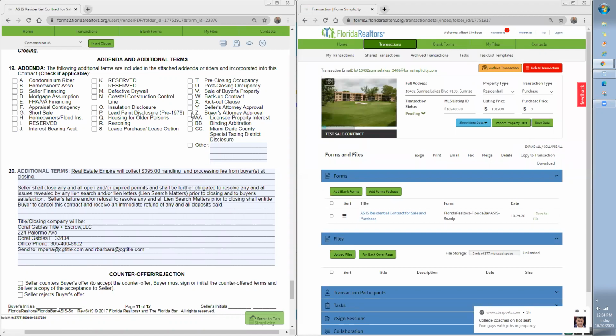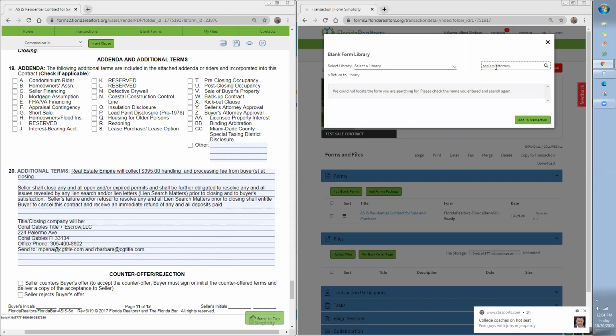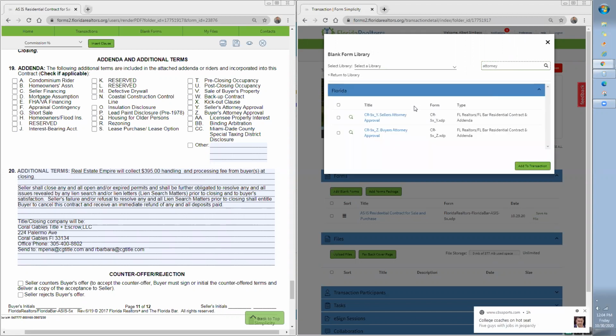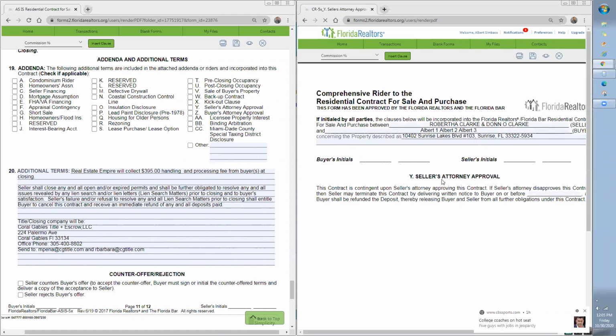The seller's attorney approval and the buyer's attorney approval. I'm just going to show you one. Okay. And really, it's the same exact document. The only difference is the words buyer and seller. That's it. This one says seller's attorney approval. The other one says buyer's attorney approval. And it's the same exact writing.